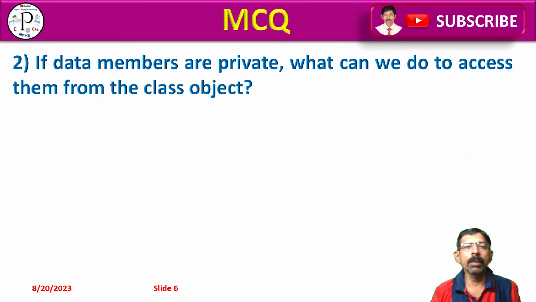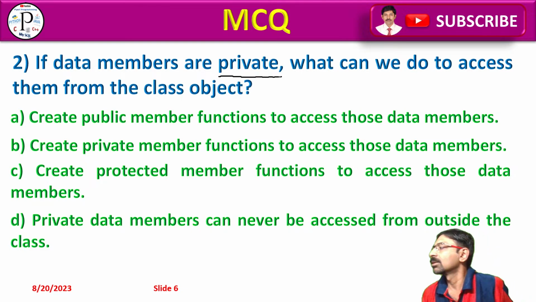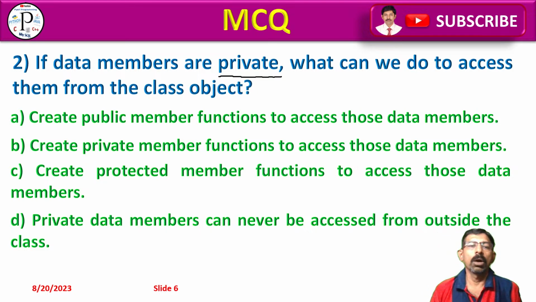Next one: if the data members are private, what can we do to access them from the class object? So these are the options for you, how we can access the data member. But it says that the data member access specifier is private. Then what is the possibility using which we can access it? Options are available for you. Go through it.